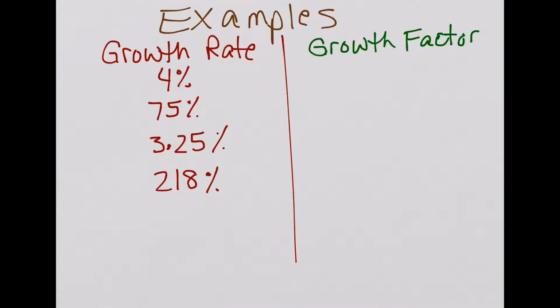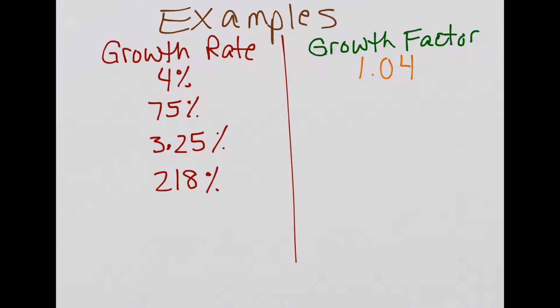Hey, let's do some more examples. What if the growth rate is 4%? Well, you're going to add 100%, so you get 104%, and then divide by 100 to turn it into a decimal. That's 1.04.